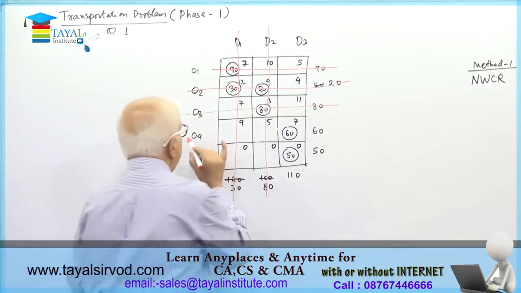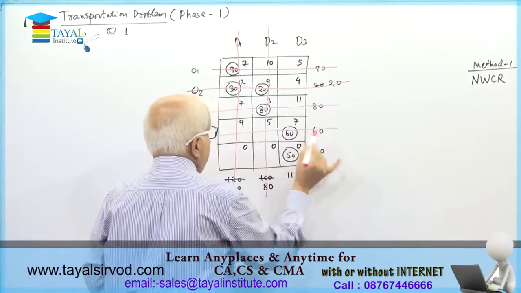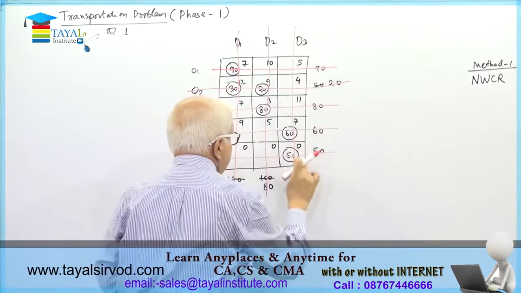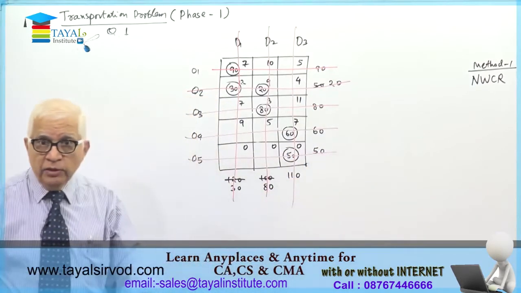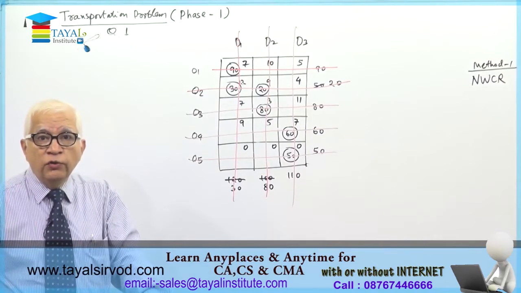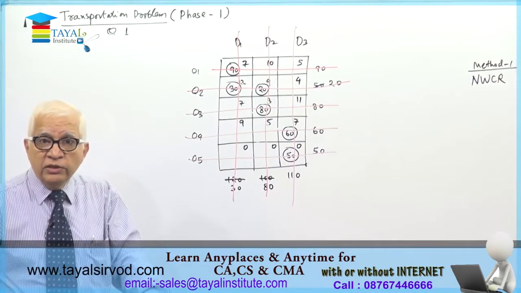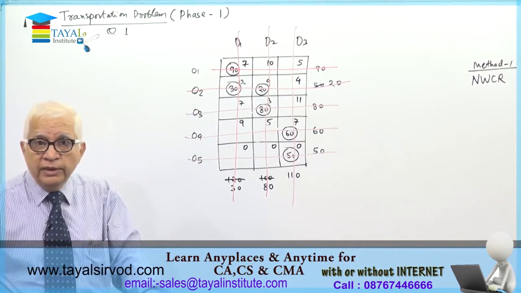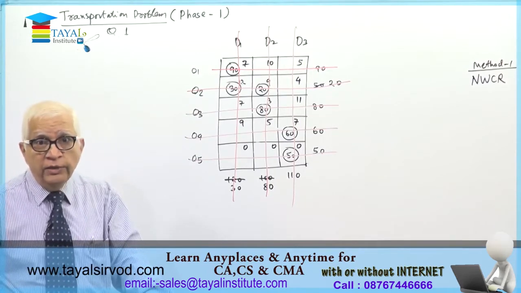Okay. So this, because the demand is satisfied, supply is finished. This, because the demand is satisfied, 60 plus 50, 110. So I have obtained the solution using northwest corner rule. This is a solution. I do not know whether the solution is good enough. That will be checked in phase 2. But right now we are doing only phase 1.